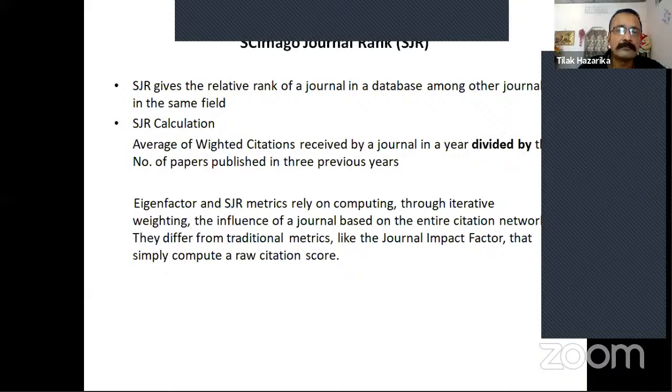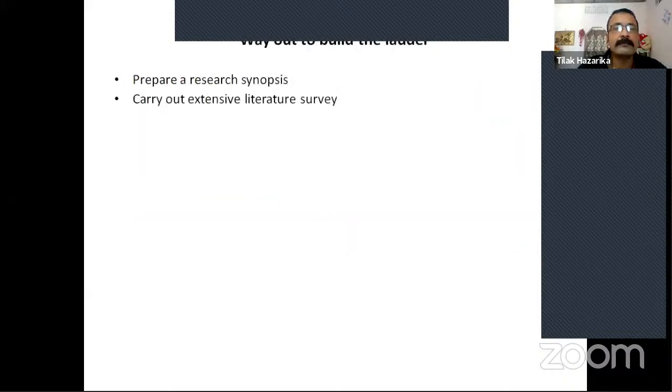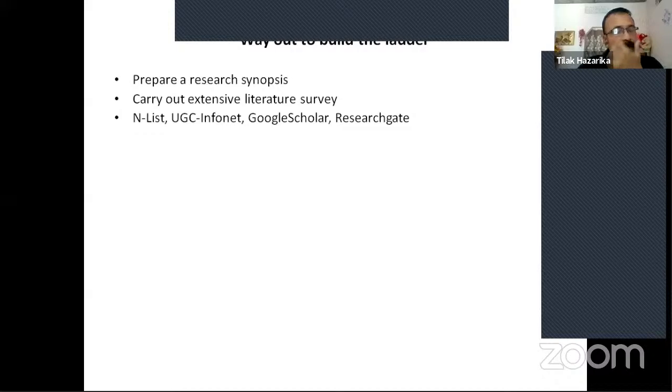So let me come to the second part of the presentation. We have to build a ladder. How can we build our research ladder? How can we initiate our research works by taking advantage of these metrics?